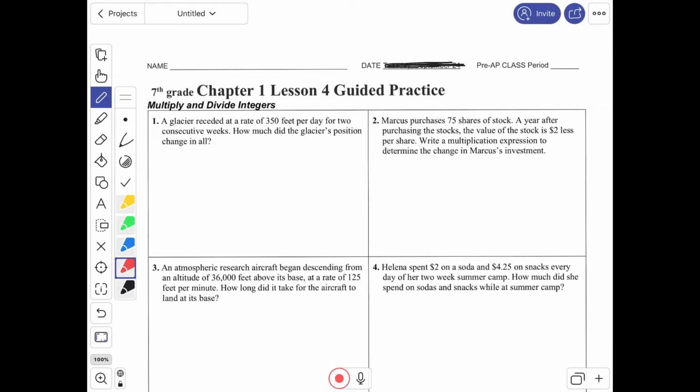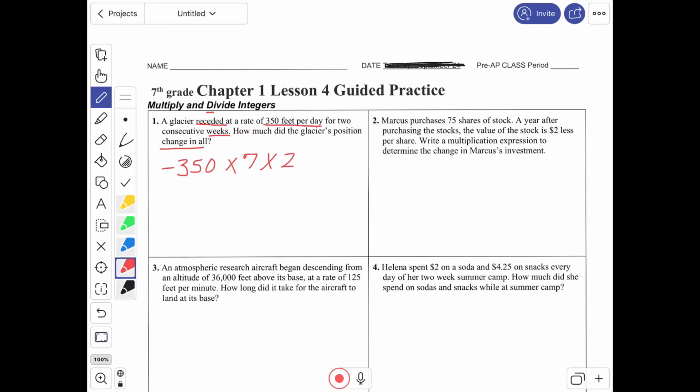Let's go over some extra examples on the guided practice. Number 1 says, a glacier recedes at a rate of 350 feet per day for 2 consecutive weeks. How much did the glacier's position change in all? Well, in all kind of sounds like we're adding, but since we're doing the same thing over and over again for 2 weeks, that's going to be multiplying. So it recedes means it goes backwards, which means it's negative. So negative 350 per day for 2 weeks.